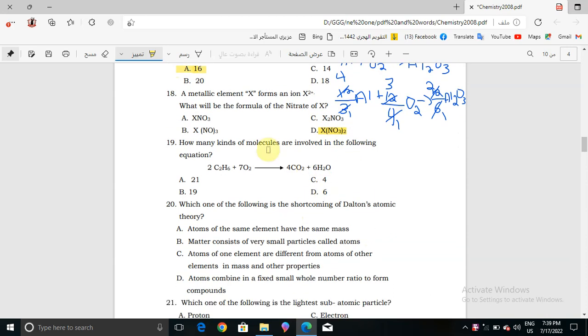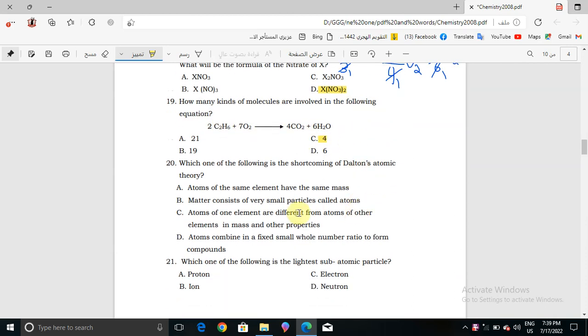Now in question number 19, how many kinds of molecules are involved in the following equation? 2C2H6 plus 7O2 will give us 4CO2 plus 6H2O. So the correct answer will be 4, because it says how many kinds of molecules are involved in the following equation: 1, 2, 3, and 4. Okay, now question number 20.